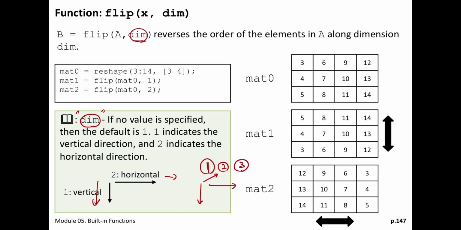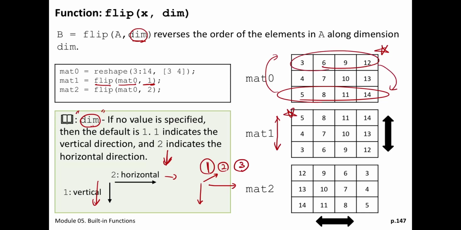Basically, if you set the 1, we do this operation, whatever the operation is, in the vertical direction. For instance, in here, flip mat 0 and 1. Here's the mat 0. If you set the 1, it does the flip in the vertical direction. So this one goes up, this one goes down. So you will get this matrix.